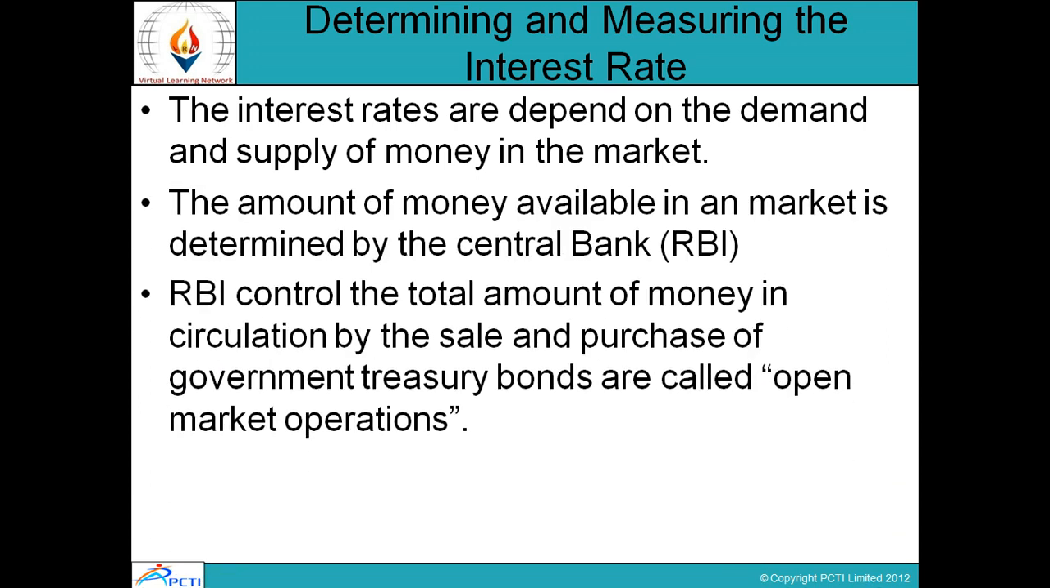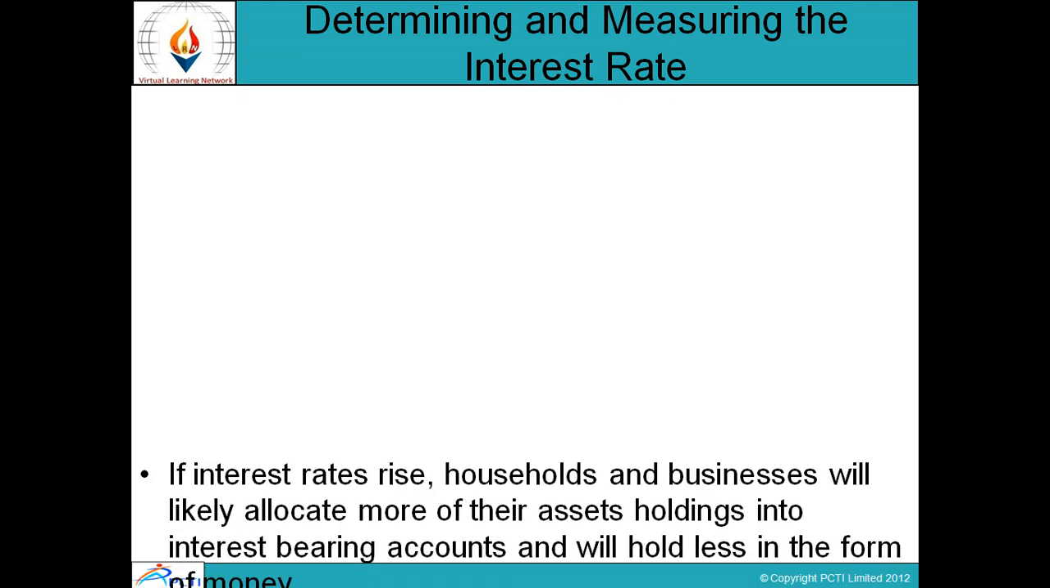RBI controls the total amount of money in circulation by the sale and purchase of government treasury bonds, called open market operations. RBI कंट्रोल करता है मनी सर्कुलेशन को by sale and purchase of government treasury bonds, जिसको हम बोलते हैं open market operations.